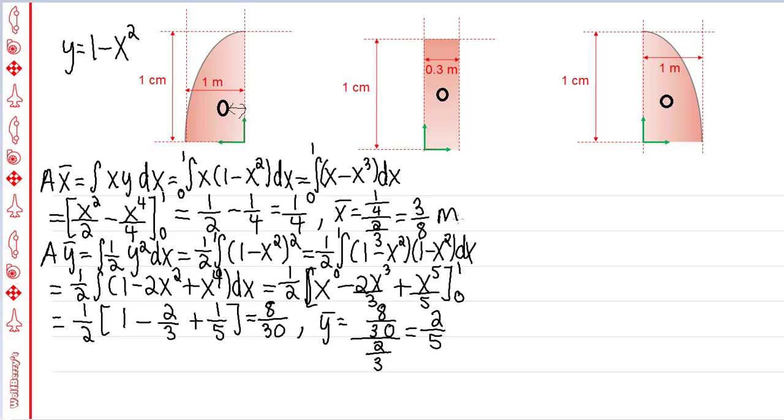Remember, these are both in meters. Y bar is the height, so how high your center of gravity is from the x-axis. So this basically here is y bar. So we've gone ahead and found x bar, y bar for this. This will be exactly the same. X bar will be here, because it's the same curve, same distance, everything. And that will be y bar.